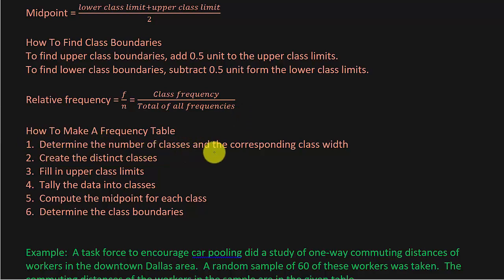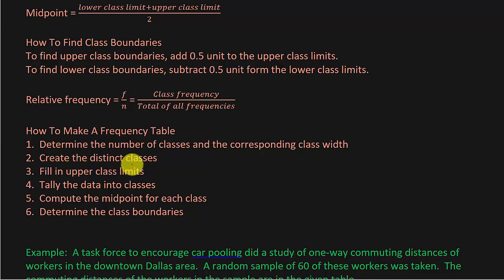Determine the number of classes and the corresponding class width. Now, this is for a beginner statistics class, an undergraduate level. The number of classes, I would say 99% of the time, they're going to give you how many classes to use. They'll give you that in the problem. So you're probably not going to really have to worry about that.